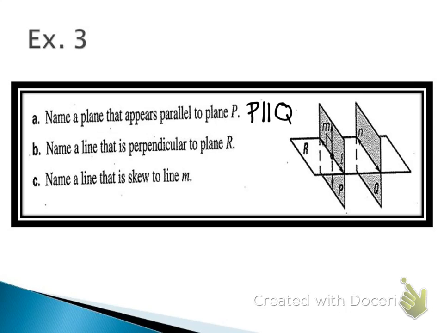Good. Name a line that is perpendicular to plane R. So R is the white plane. Which line meets R at a right angle?